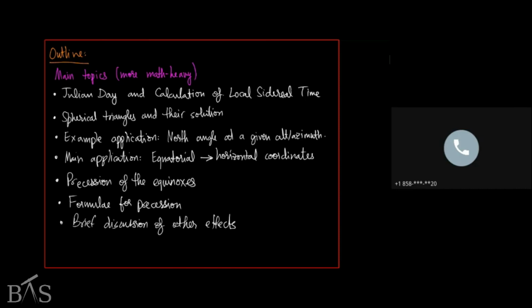The primary reference for all of this material is a book. Actually, I forgot to write down the reference, so let me put it here. The reference is a book called Astronomical Algorithms by Jean Meeus. It's available from Willmann-Bell Publishers.